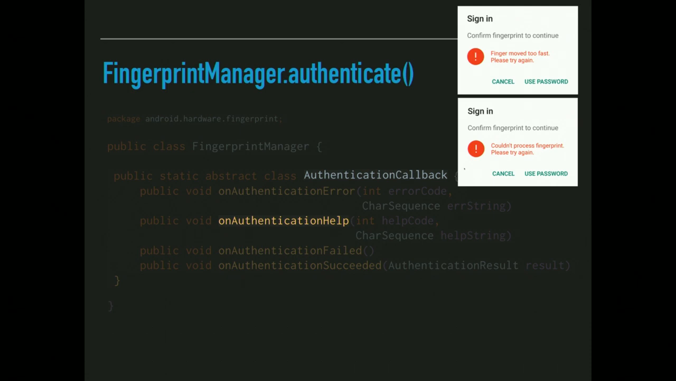There's onAuthenticationHelp. This gives you a message to show to the user, and that's generally all you're going to do with this callback. It's still scanning when it gives you this, but it's just giving you some text or some update to the user to help them get their fingerprint on there right. So if it moved too fast, if the sensor's dirty maybe, or if it just couldn't process it for whatever reason, it's going to say, please try again. So the fingerprint is still scanning, and this is just something for you to put in your UI.